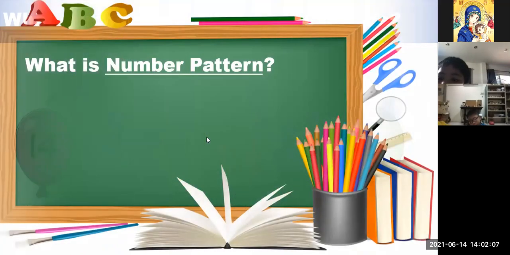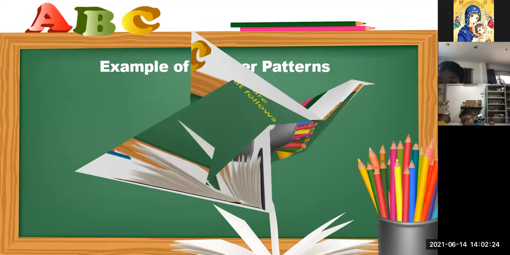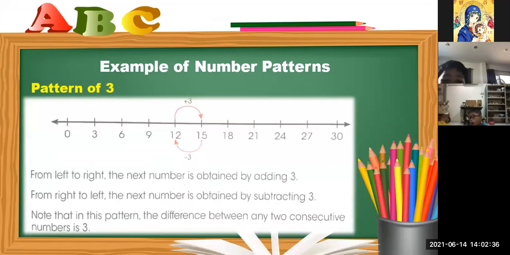But before that, let us define what is number pattern. So in mathematics, number patterns are the patterns in which the numbers follow a certain sequence. Okay, sequence. Now, example of number patterns. A while ago, I showed you the video about number patterns. So now let's discuss. So the pattern here is pattern of 3.